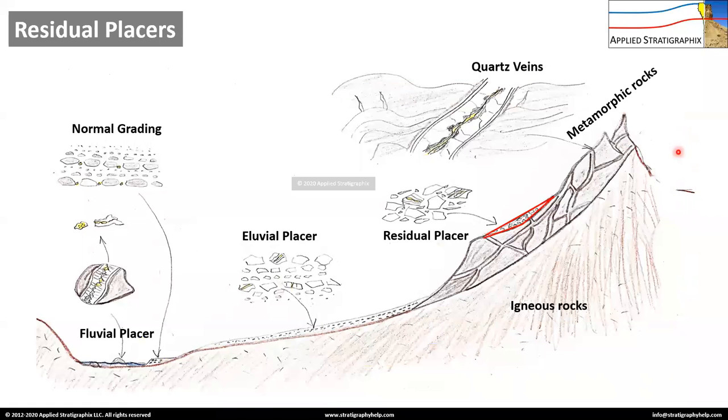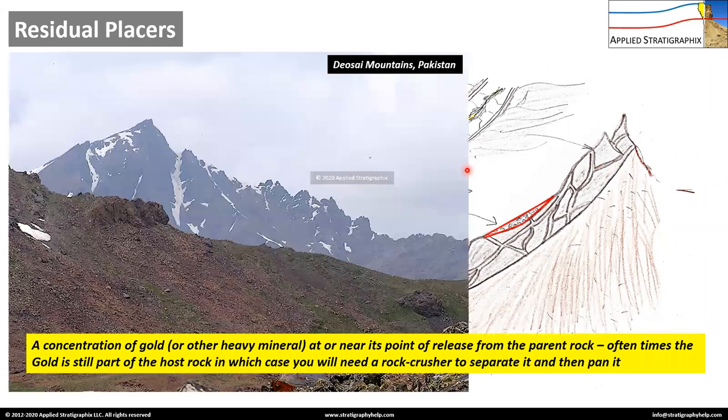So again, this was lode gold. This was gold that's still stuck in the rocks, in these veins. Now, as years go by and we start breaking the rock down, a lot of those rock pieces of that host rock start accumulating on the slopes. And those are known as residual placers. So I'm going to show you an example of those.